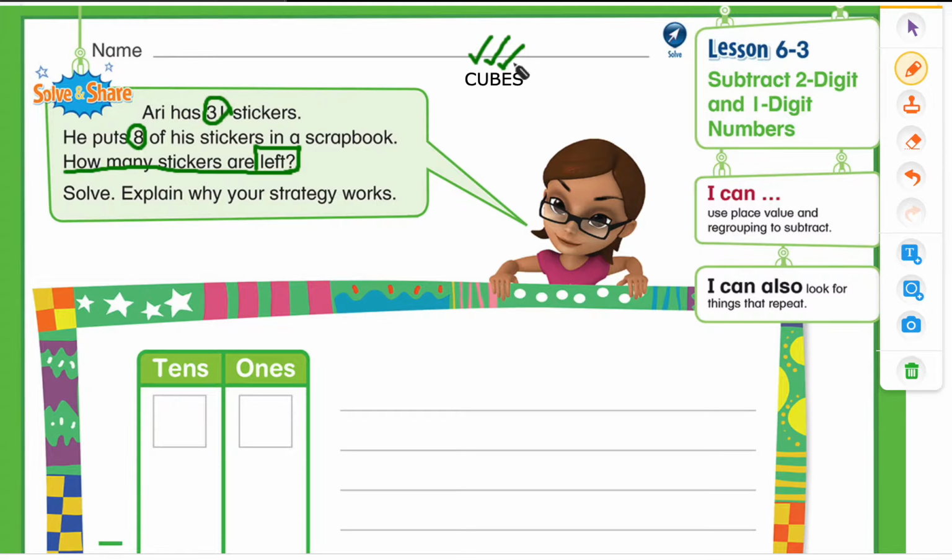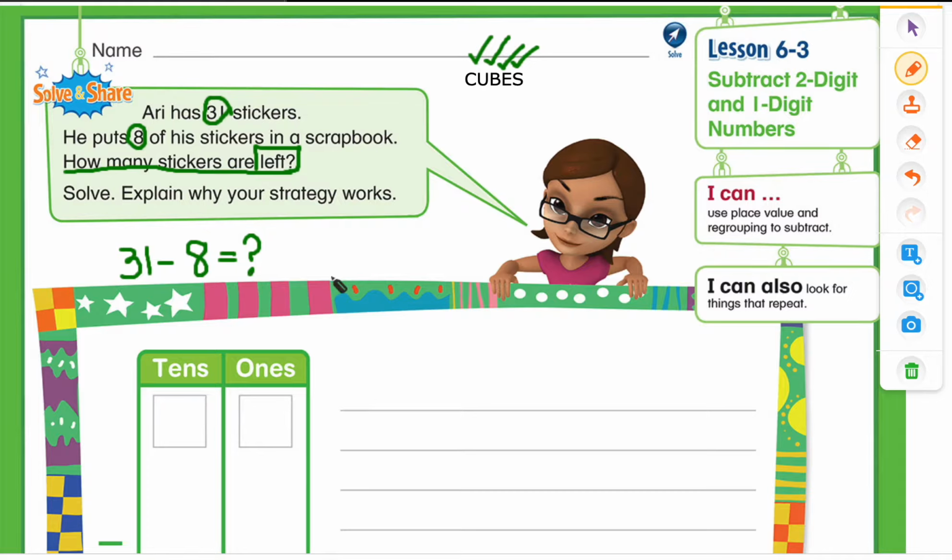So let's evaluate our steps. That means our equation will be 31 minus 8. And we need to find the difference. Remember, difference is our vocabulary word. That means the answer to a subtraction problem. So that's what we're going to find.